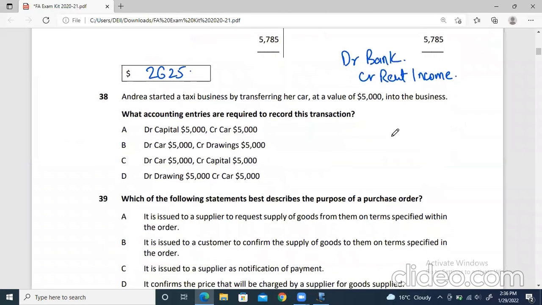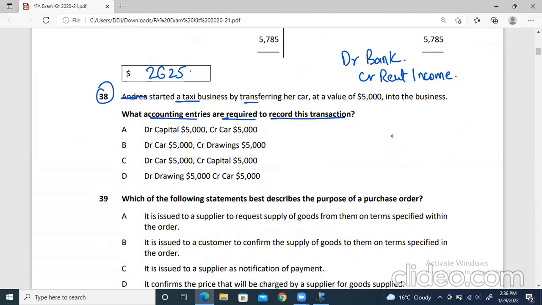Great. Now 38, let's do this one. What accounting entries are required to record this transaction? Let's see. Andrea started a taxi business by transferring her car at a value of 5,000 into the business. Now you see, she's starting a new business, although it's her own car, but she's introducing the capital, right? And I told you capital can be in both forms, cash as well as any kind of asset, like a building, machinery, van, car, anything. Now that should be debited. She's transferring the car, exactly, right?